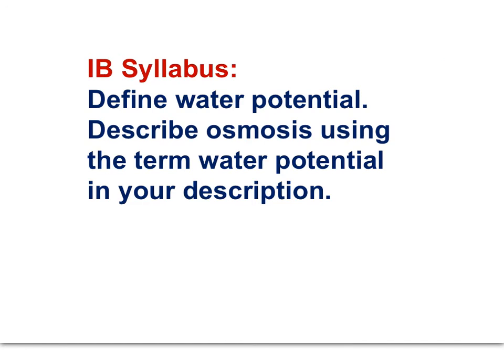Here's the last IB syllabus statement of the movie. Define water potential. Describe osmosis using the term water potential in your description. Water potential is particularly important in studying the movement of water into and out of plant cells because the cell cytoplasm has osmotic potential, but the cell wall pushes back against the influx of water, so there is pressure potential in the wall in addition to the osmotic potential of the cell cytoplasm.